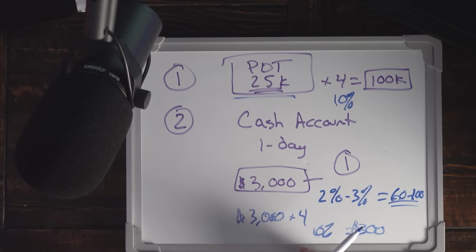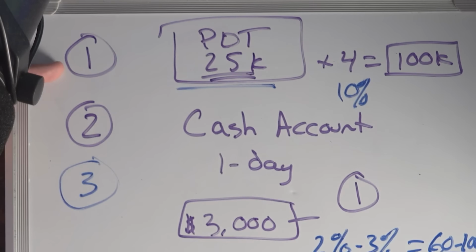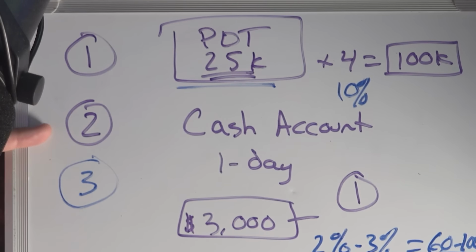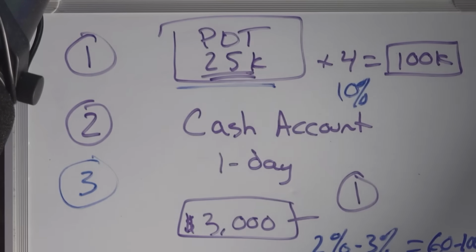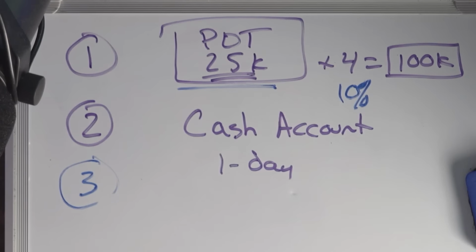So what's interesting here, and this is going to be point number 3. So point number 1, we've got the PDT rule. Point number 2, we've got cash accounts. So point number 3 here, we're going to talk about different brokers.